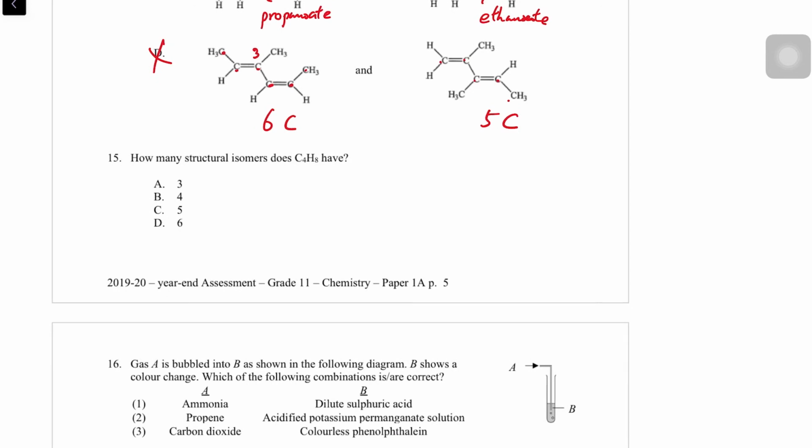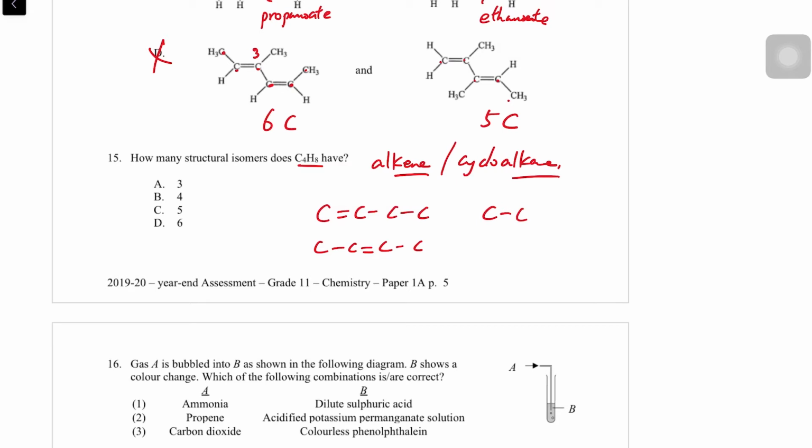15. How many structural isomers? C4H8 should be alkene or cycloalkane. Alkene: 1, 2, 3, 4; 1, 2, 3, 4; 2. 1, 2, 3. This one. And how about cycloalkane? Like this, like this. So there should be 5.